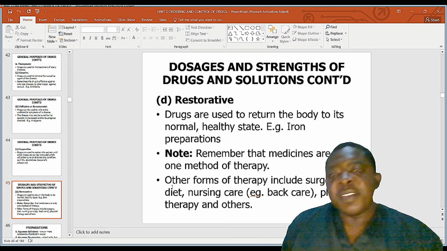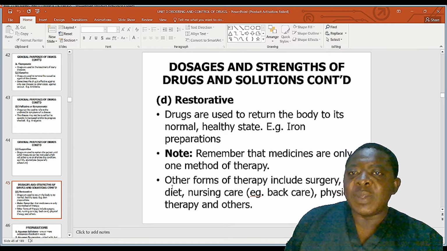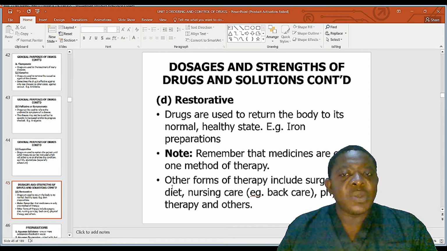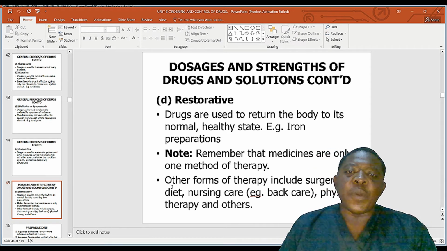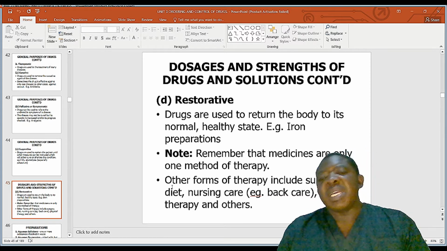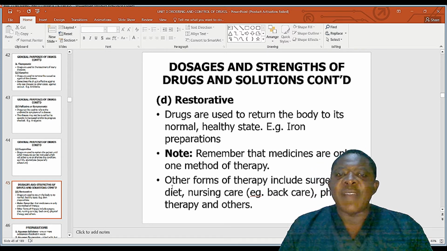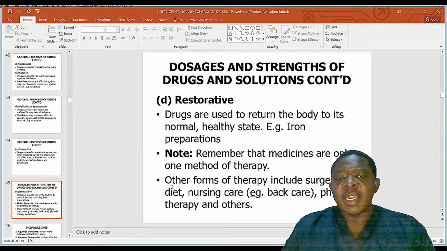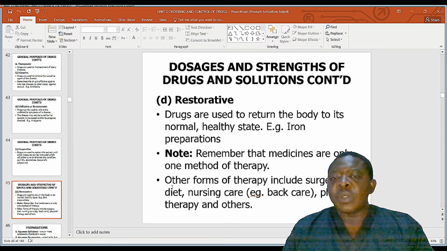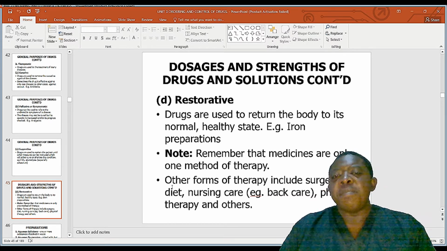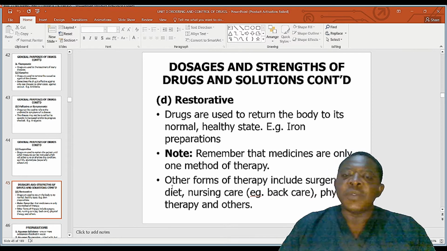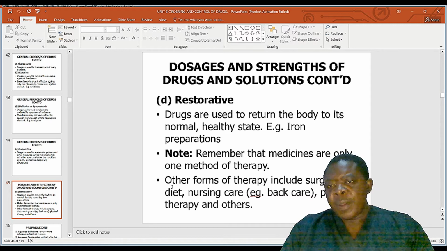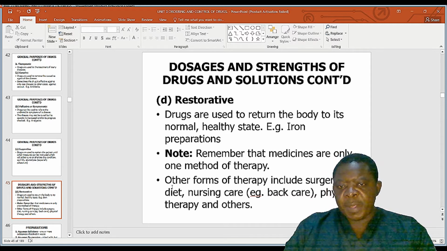Then restorative as one of the general purposes. Drugs are used to return the body to its normal or healthy state. If someone has anemia, you give an iron preparation in order to restore the hemoglobin level. But it's also important to note that medicines are only one method of therapy. Other forms of therapy include surgery, diet, nursing care, physical therapy, and others.